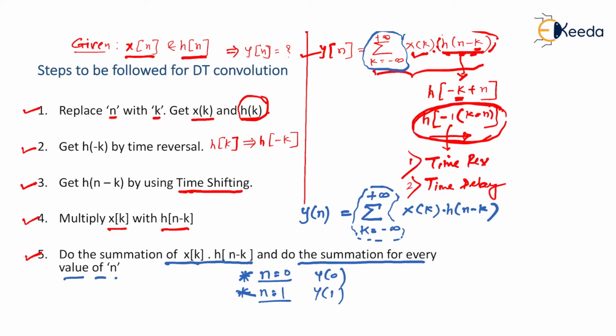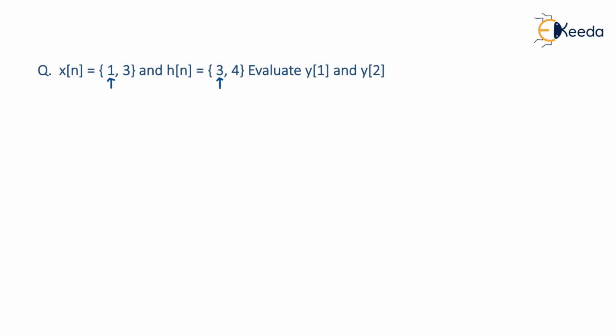So just remember these steps. The first step is to change the variable and replace time variable n with k. So k is just a dummy variable which is required from the point of view of the formula. Then from h of k, get h of minus k and convert h of minus k to h of n minus k. Once x of k and h of n minus k are available to you, multiply them. And in step number 5, perform summation. So once you multiply them and then perform summation, the y of n is ready. Let's see. I have started with a very simple example. Thereafter, we'll increase the complexity and then we'll start with the GATE problems also.